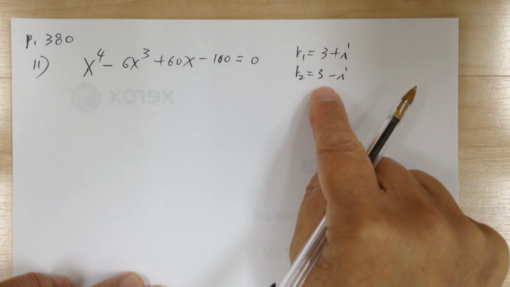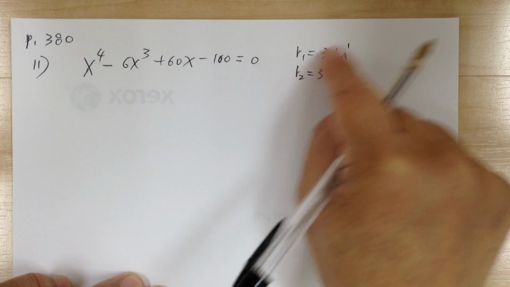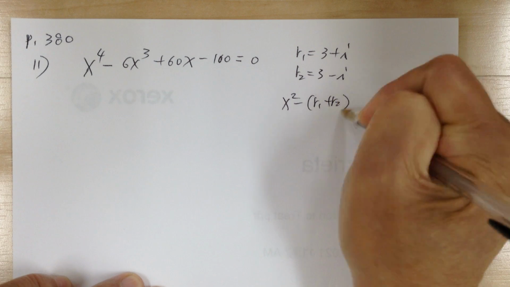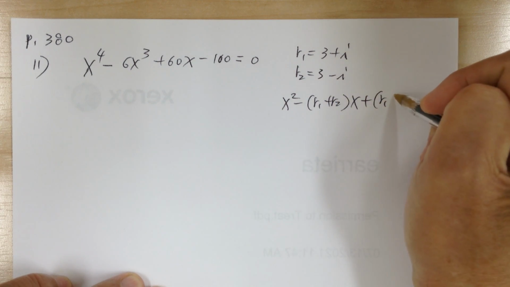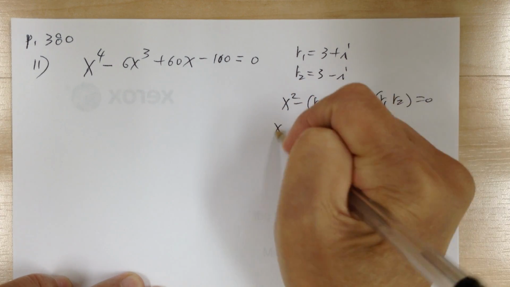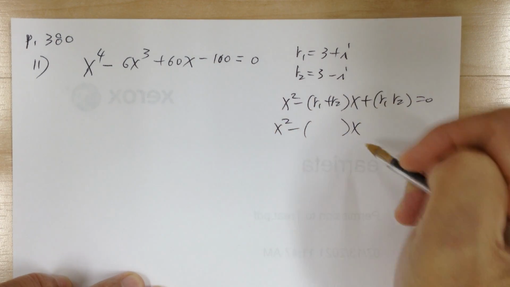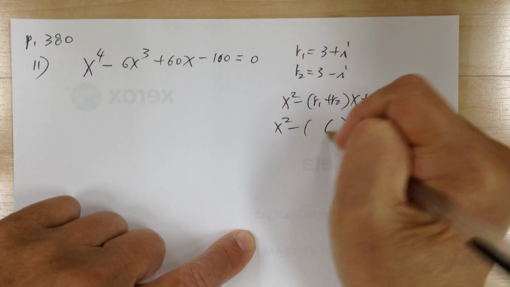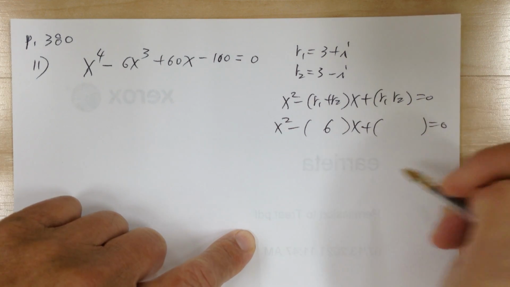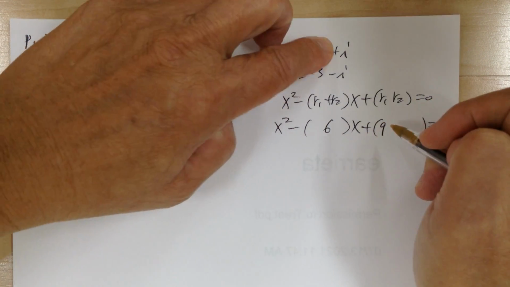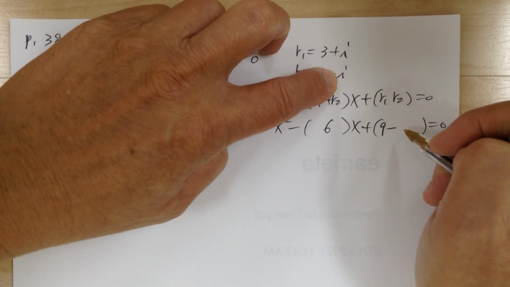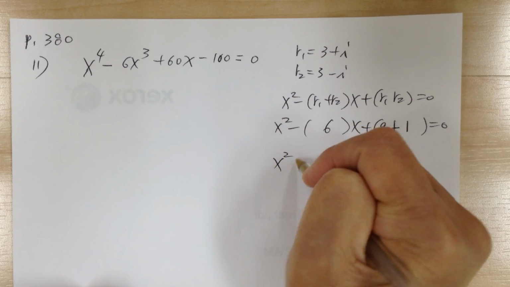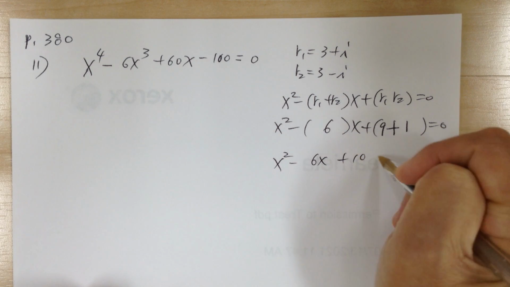Okay, so from here, again, you need to find out what equation this answer came from. So you can use your root equation. So you get x squared minus (R1 plus R2)x, okay, plus R1 times R2 equal to 0. So x squared minus something, okay? So when you add, this will cancel out. So when you add, this will give you 6. Okay, now when you multiply, 3 times 3 is 9, plus times minus is minus, i times i is negative 1, so it becomes plus 1. So simplify, so you got x squared minus 6x plus 10 equal to 0.